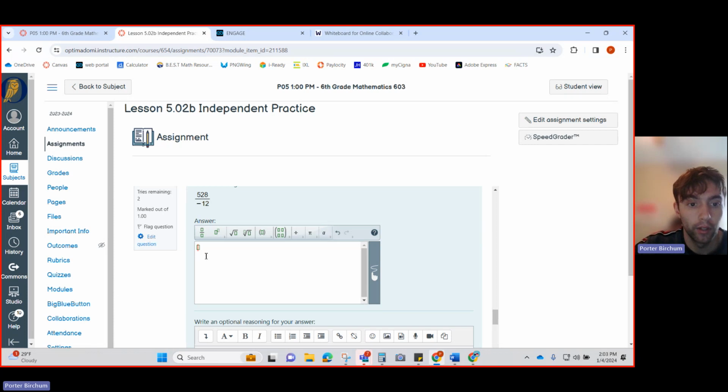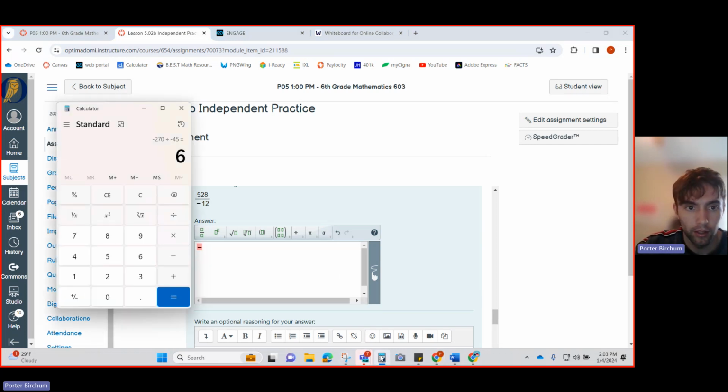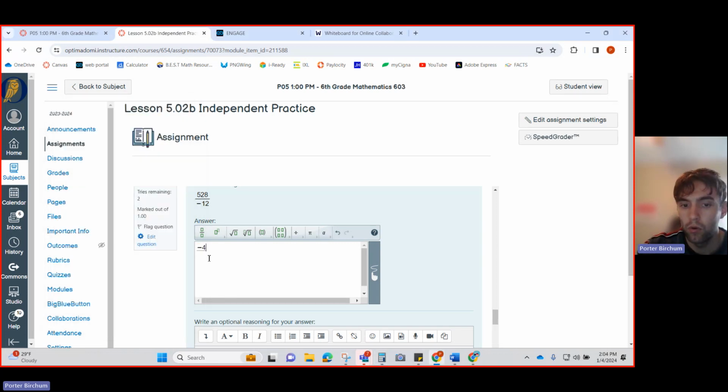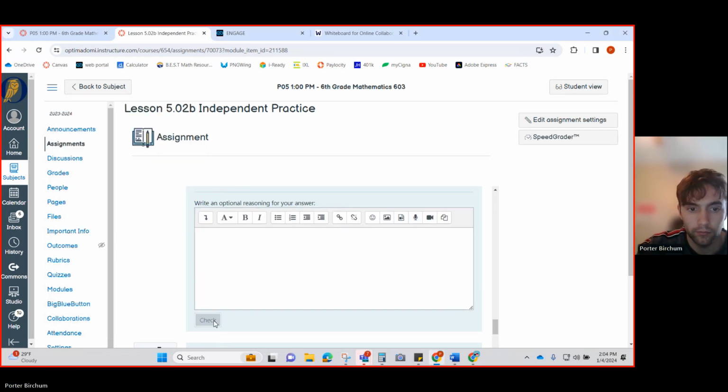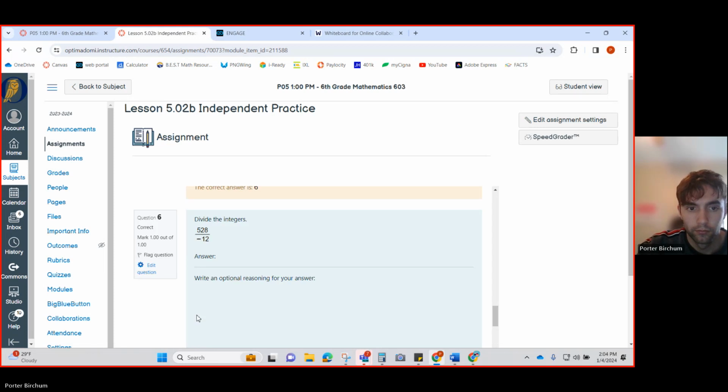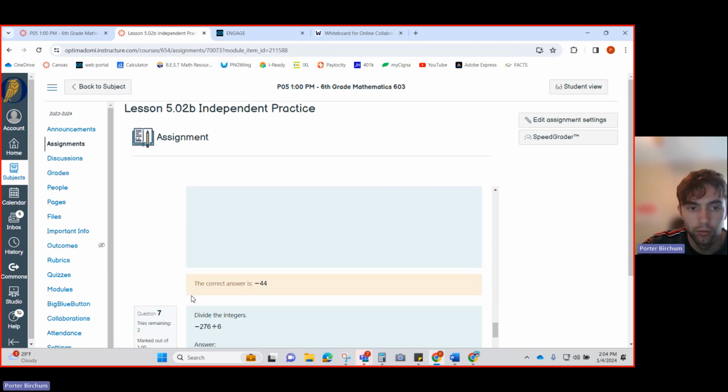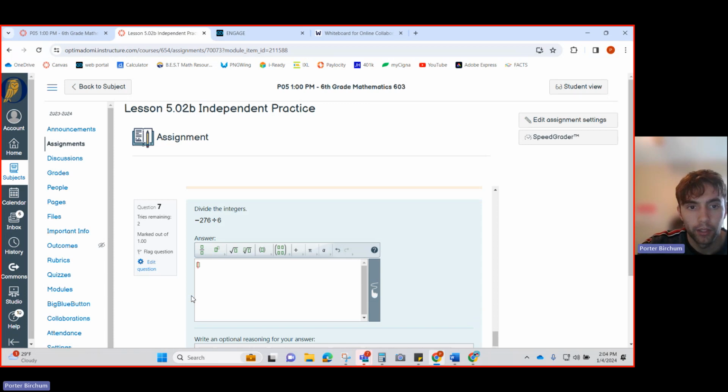Here we have one negative number, so I think my answer will be negative something. Let's use our calculator to see what that negative something will be. 528 divided by 12, but it's a negative 12, negative 44. Wahoo!